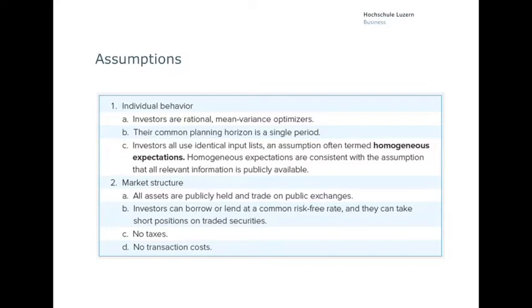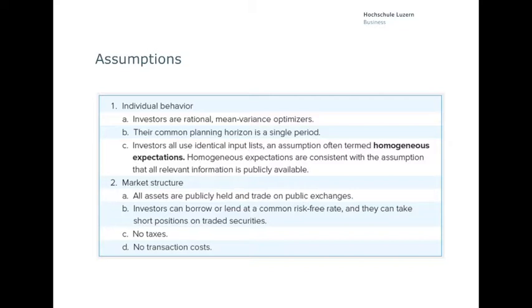The CAPM is based on two sets of assumptions. The first set pertains to investors' behavior and assumes that investors are alike in most important ways, specifically that they are all mean variance optimizers with a common time horizon and a common set of information reflected in their use of an identical input list.